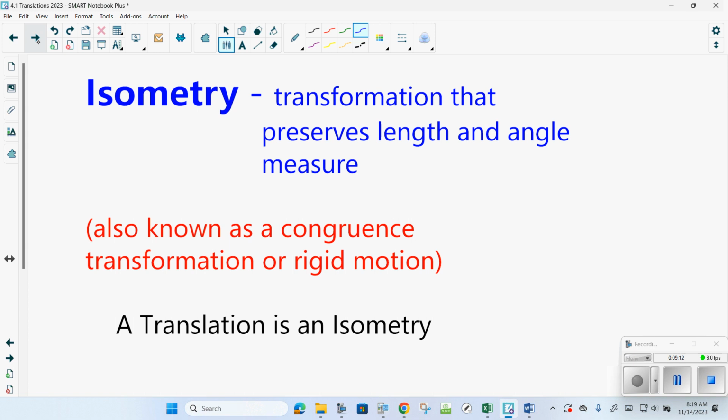An isometry is the transformation that preserves length and angle measure, also known as a congruence transformation or rigid motion. And I've said this one a couple of times. Basically what I'm saying is, if you're moving it and not changing the actual length or the angle measure, you are going to have a rigid motion. You're just changing the location of the picture. Translations would be considered a rigid motion.